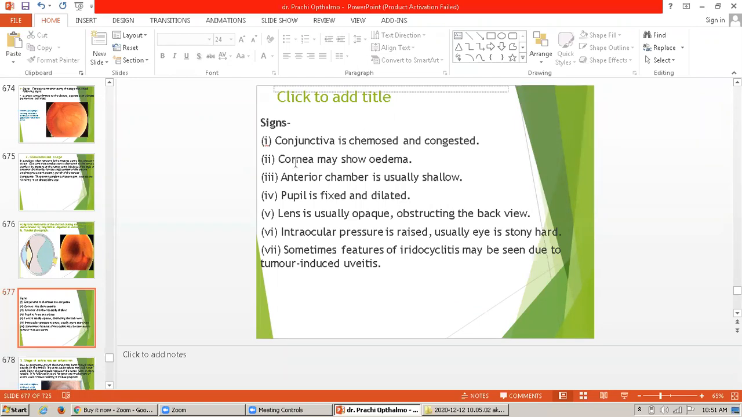So when we see the conjunctiva is chemosed and congested, the cornea shows edema, the anterior chamber is usually shallow, the pupil is fixed and dilated, the lens is opaque, obstructing the back view, and intraocular pressure is raised, with the eye stony hard. Sometimes there is a feature of iridocyclitis that may be seen due to tumor-induced uveitis.